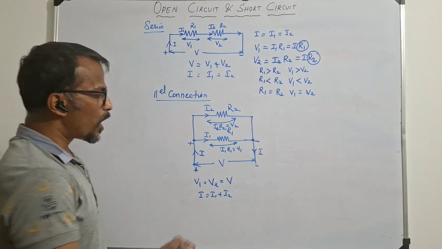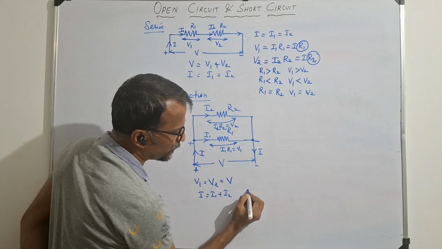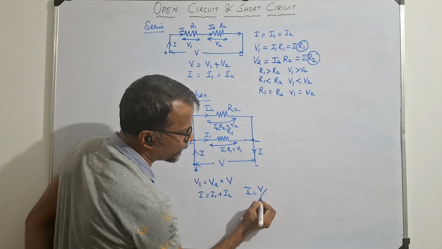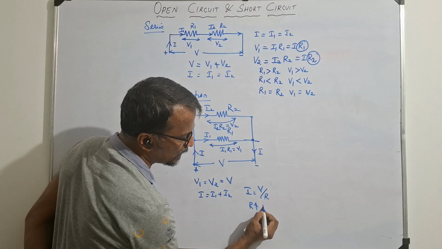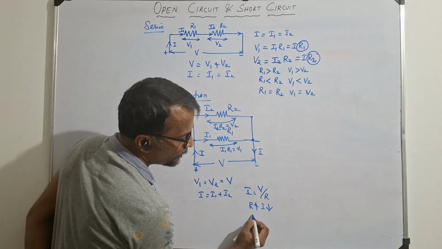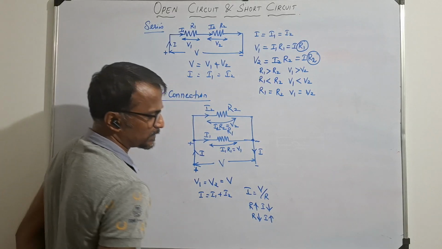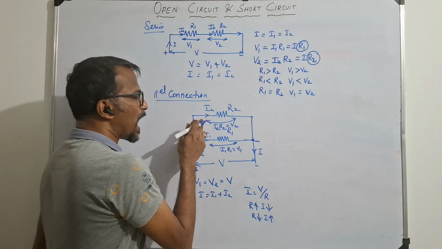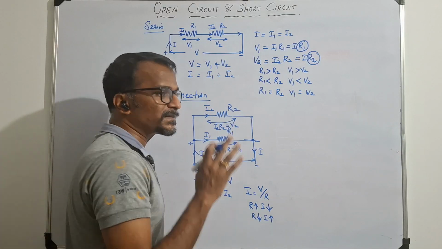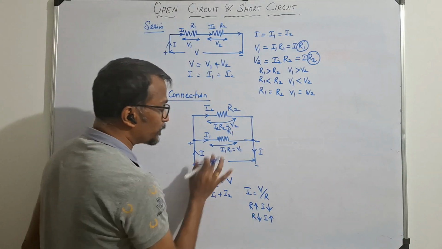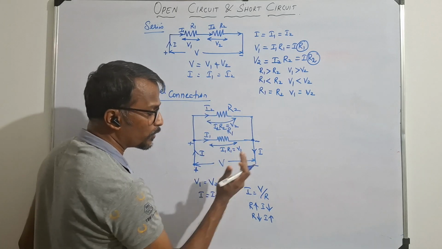From this, what we can conclude is, we know I is equal to V by R. So when the resistance is increasing, current will reduce. When the resistance is reducing, current will increase. Accordingly, I1 and I2 will vary based on the resistance R2. At the same time, voltage is the same: V is equal to V1 equal to V2.